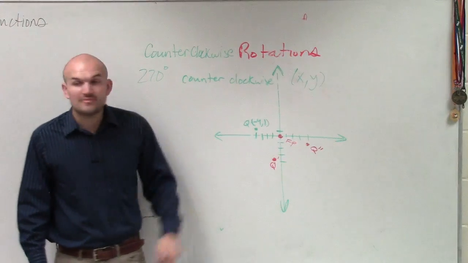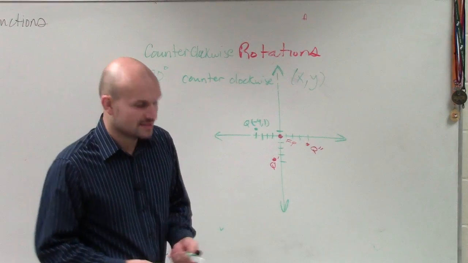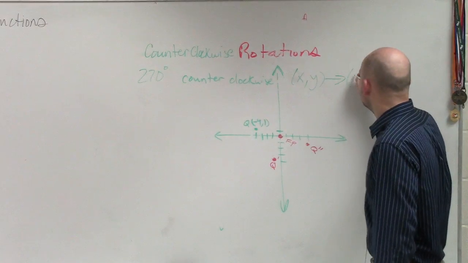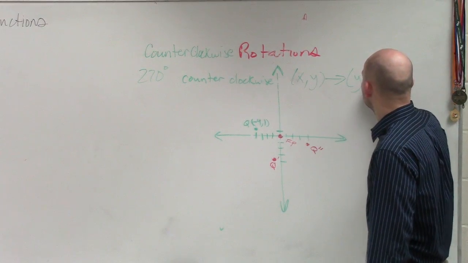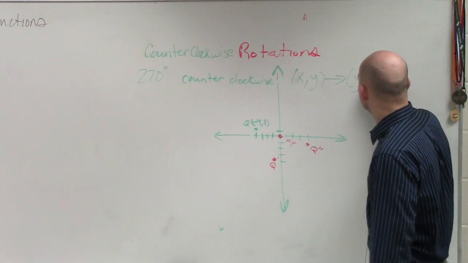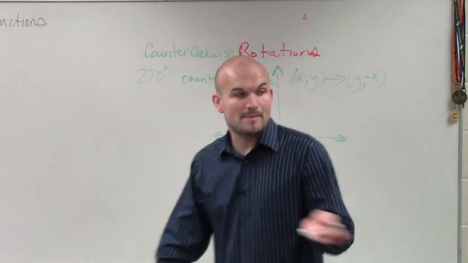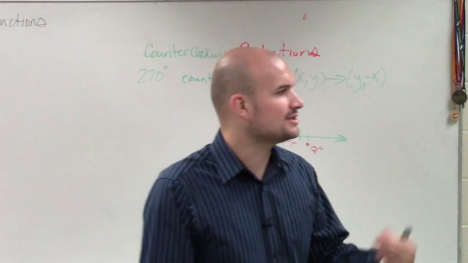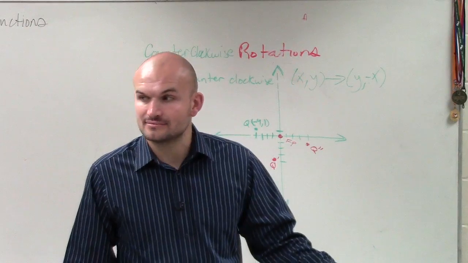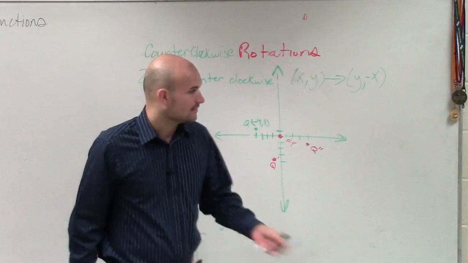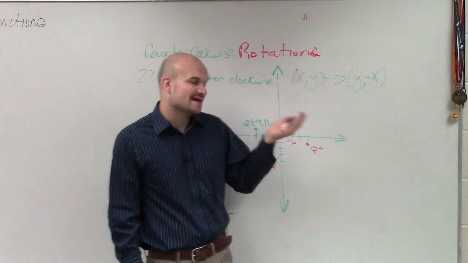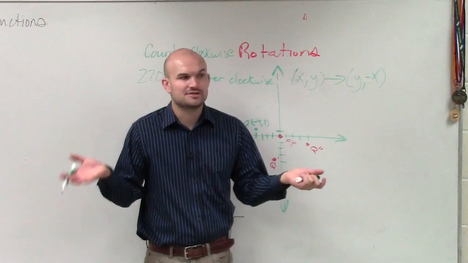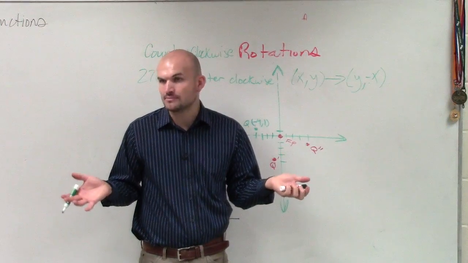Very good. Now let's go and look at it 270 degrees. All right. So the transformation for 270 degrees is now we flip the y and the x, but now we're going to take the negative value of the x. Remember, for 90 degrees, we took the opposite value of the y, correct? But now for 270 degrees, we're taking the opposite value of x. For 180, we just took the opposite values of both of them and didn't swap them, correct?